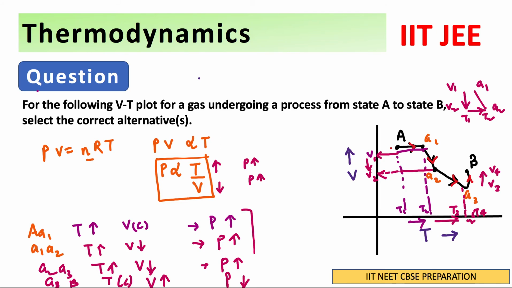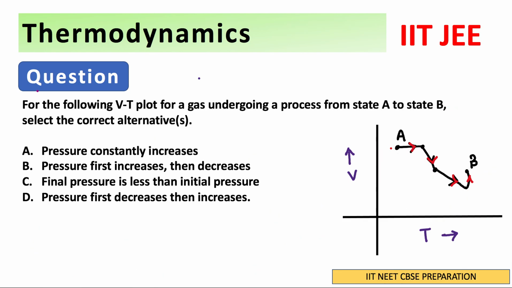So our answer will be this. From A to A3, pressure was increasing, but from A3 to B it was decreasing. So basically it was first increasing and then decreasing in the last part. So let's mark our correct answer. What is going to be the correct answer? The correct answer is pressure first increases and then it decreases. Thanks for watching.